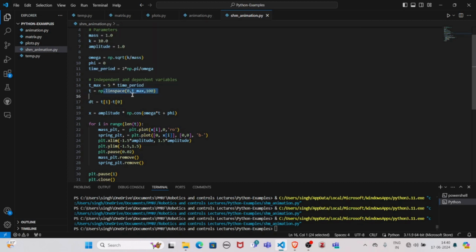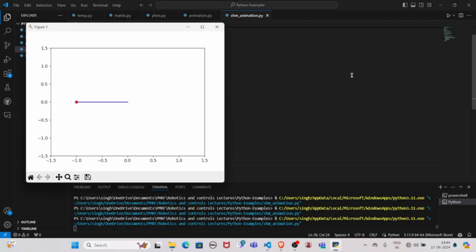So this linspace spaces these 100 points equally. Okay, so now this is the instant of time. Instead of 0.02, we can use dt. All right. So now let's run this code and let's see what difference we see. You can see the spring mass is oscillating slowly compared to previously. So this is now real time.